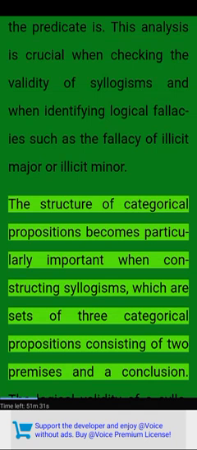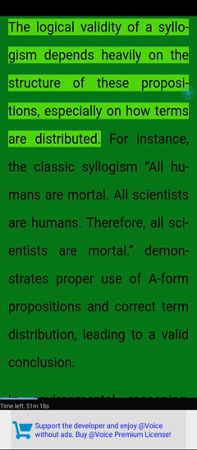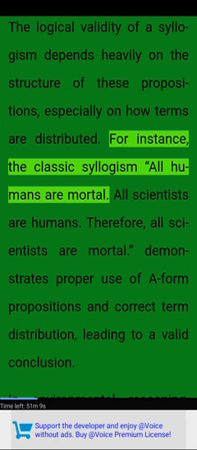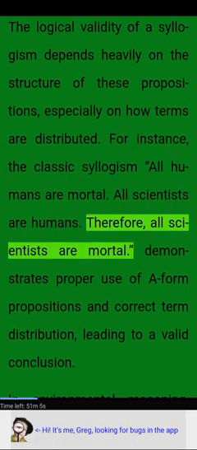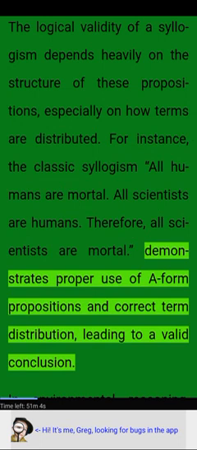The structure of categorical propositions becomes particularly important when constructing syllogisms, which are sets of three categorical propositions consisting of two premises and a conclusion. The logical validity of a syllogism depends heavily on the structure of these propositions, especially on how terms are distributed. For instance, the classic syllogism: all humans are mortal; all scientists are humans; therefore, all scientists are mortal, demonstrates proper use of A-form propositions and correct term distribution, leading to a valid conclusion.